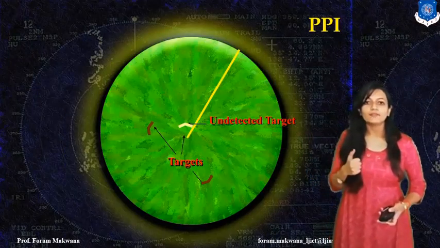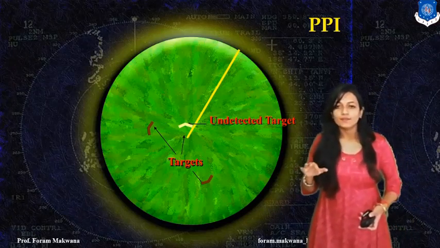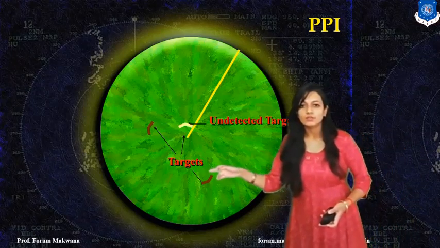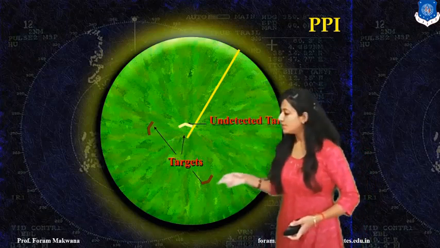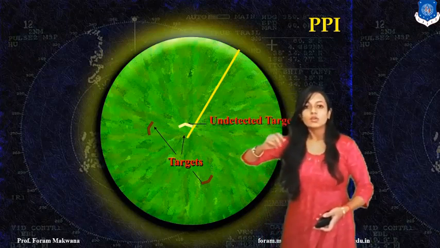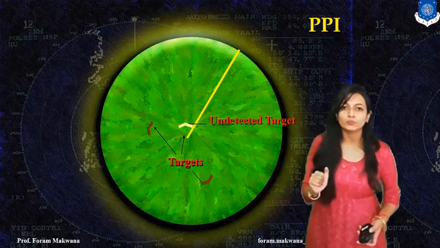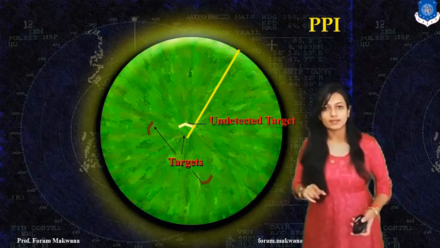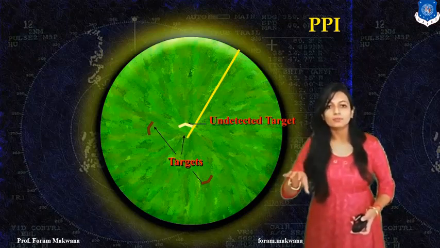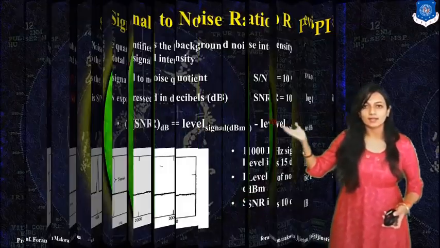So, how is it going to be displayed? As we have seen, there are two targets presented, right? So these two are my targets. But the third one, which has a value lesser than threshold number 2, is not going to be detected. But actually, at that position, a target is there. This is the undetected target.